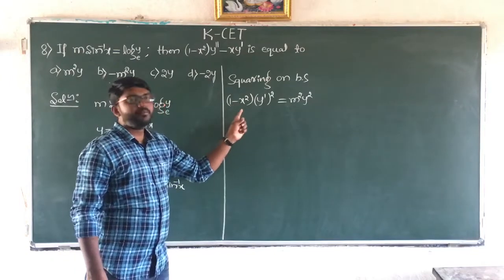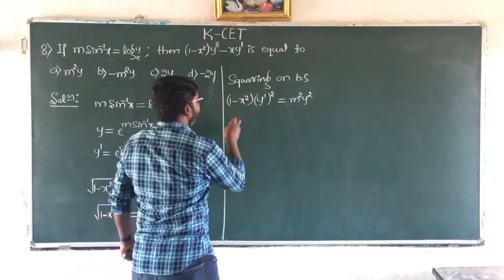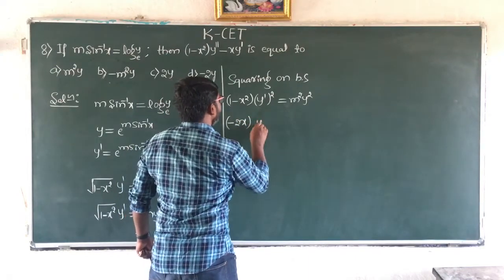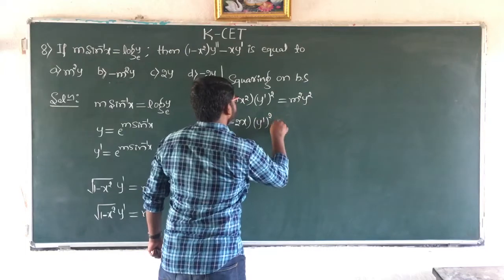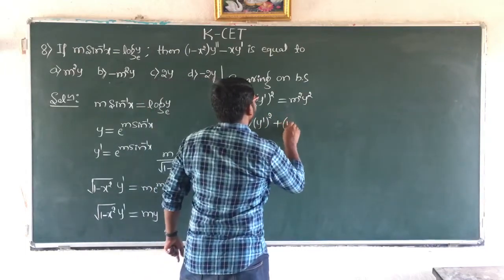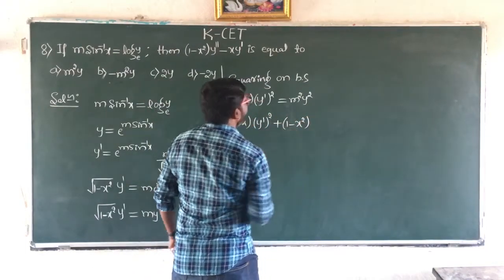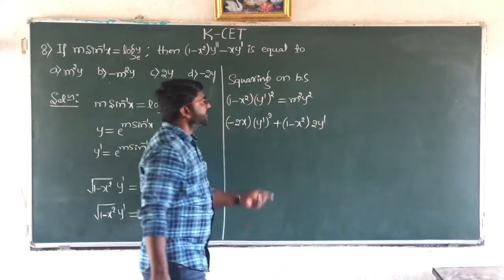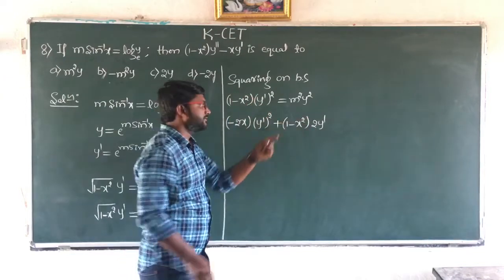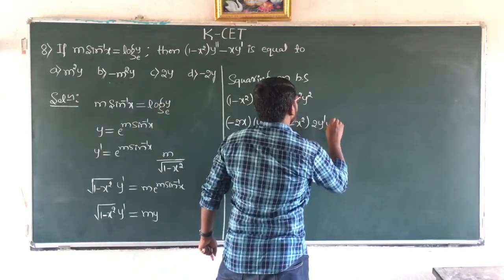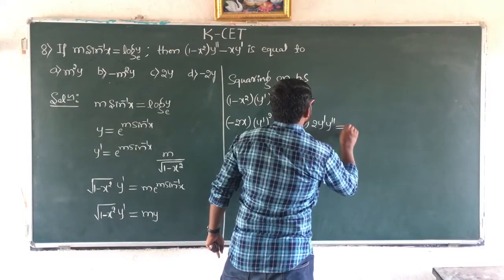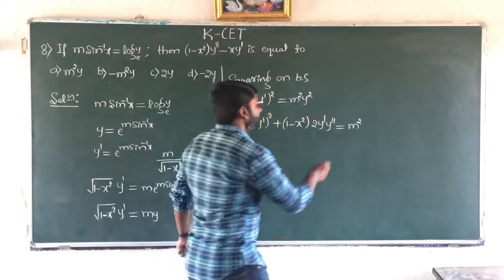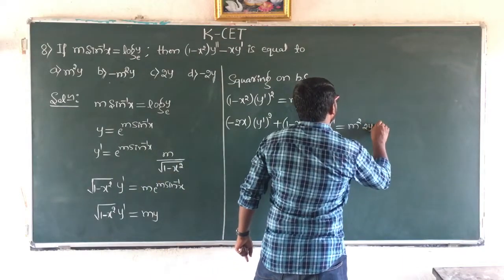Here we have to apply the product rule. Derivative of this will give us minus 2x, write the second function as it is, y dash the whole square, plus, now write the first function as it is, 1 minus x square as it is, then derivative of this will give us 2y dash. Now derivative of inside function will give us y double dash, which is equal to, so m square is a constant, write as it is, then derivative of y square will be 2y into y dash.